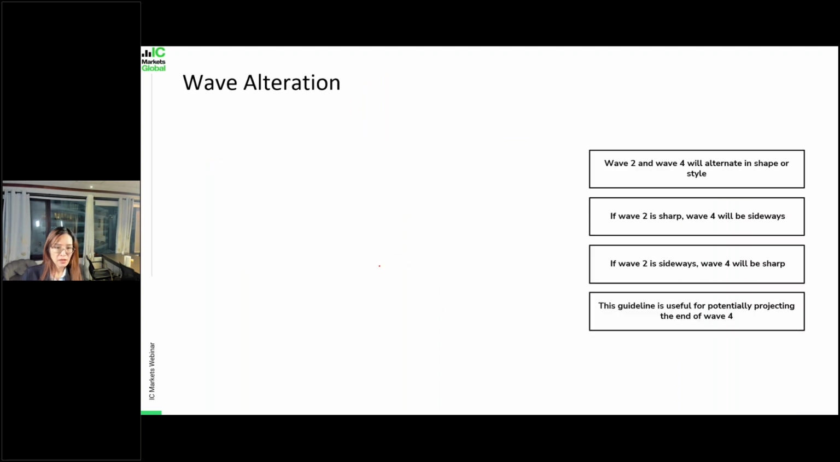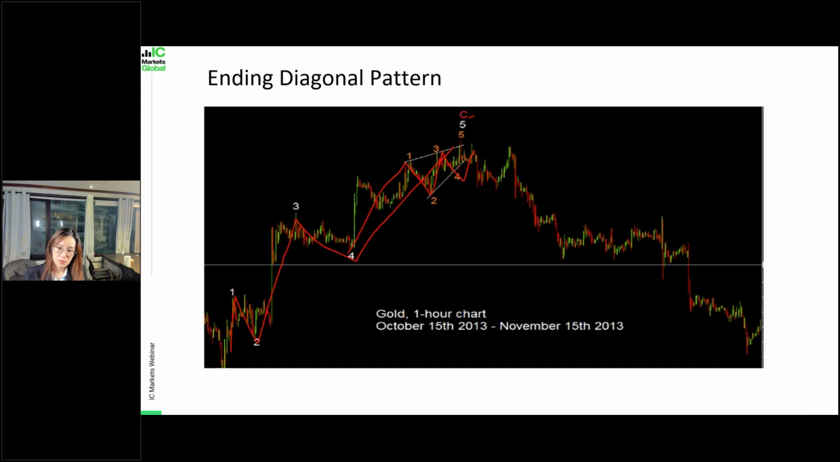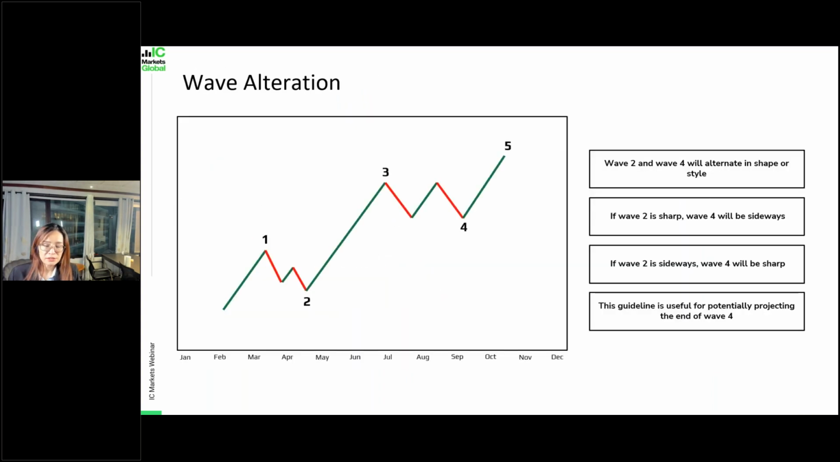How does it look like? This is what we call the sharp correction. Basically, what you can see here, wave 1, 2, 3, 4, and 5. If wave 2 is very sharp like that, usually wave 4 will be sideways, like that. But if wave 2 is sideways, wave 4 will be really sharp. So it's either one of them is sharp, and the other one will be sideways.